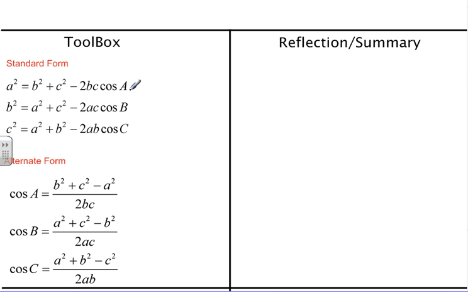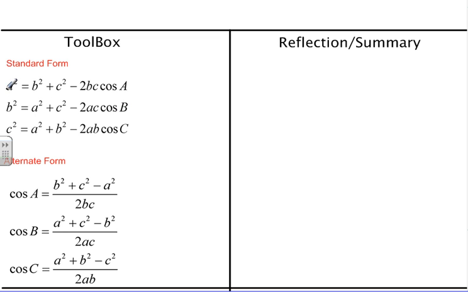Now, of course, that's just one method of it. What if I didn't want side a? What if I wanted side b? Well, in that case, we just have to rearrange the terms a little bit, and we'll get b squared is equal to a squared plus c squared minus 2ac times the cosine of B.